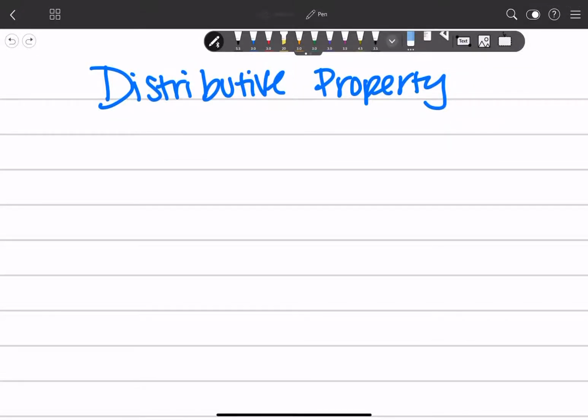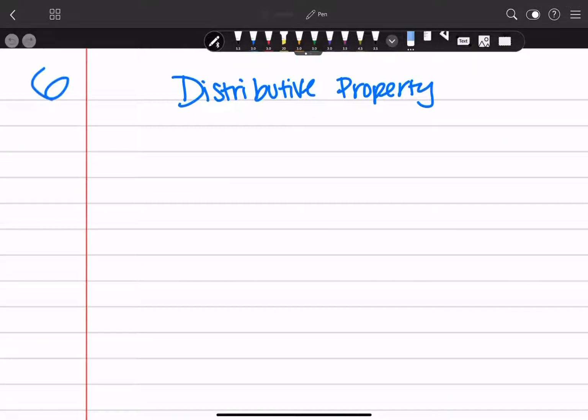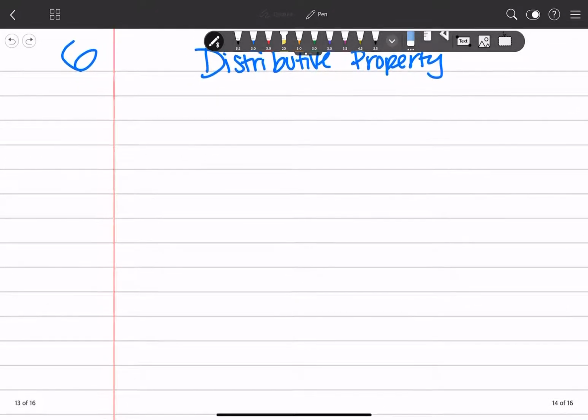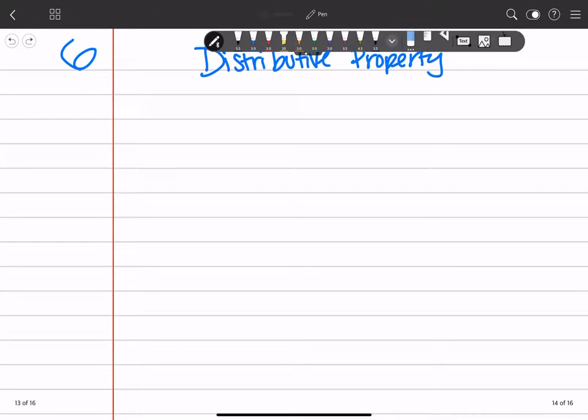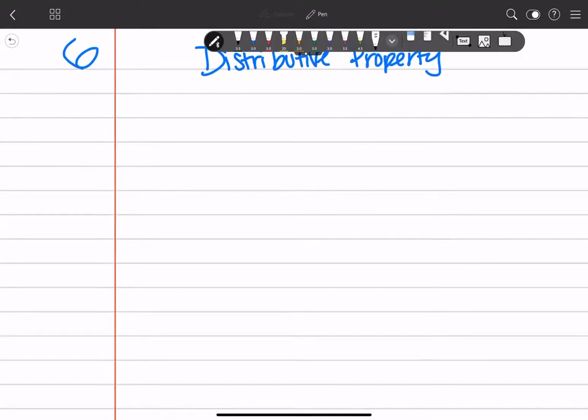Hey everybody, so we are going to be talking about the distributive property today. It's going to end up going onto page 6. Alright, so the distributive property, and you guys might have seen this in your previous years. Okay, but what it states, and if I can zoom in, maybe not.